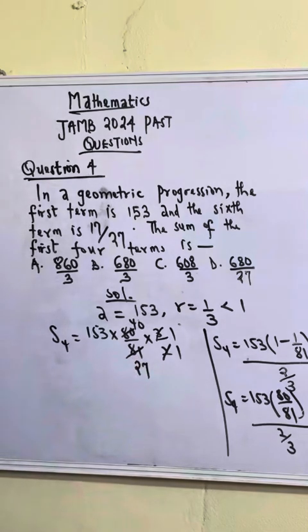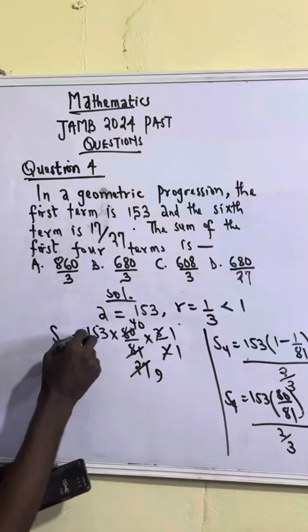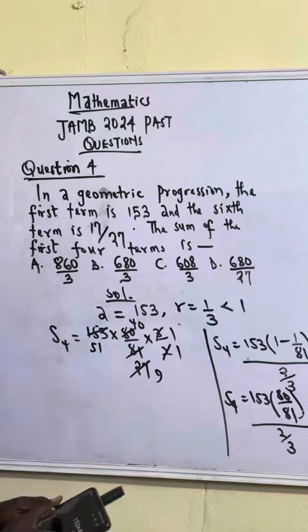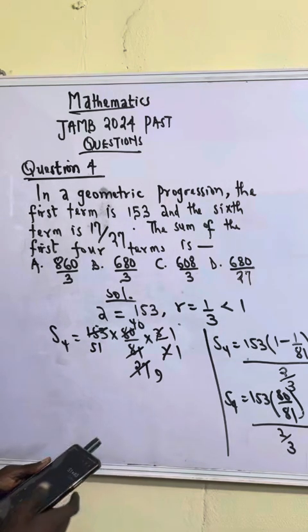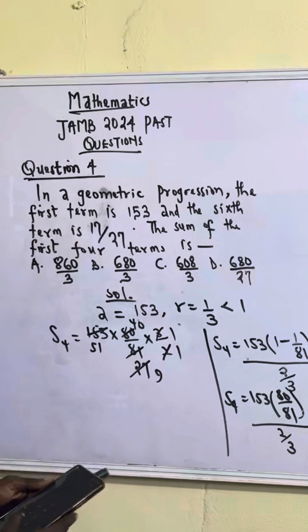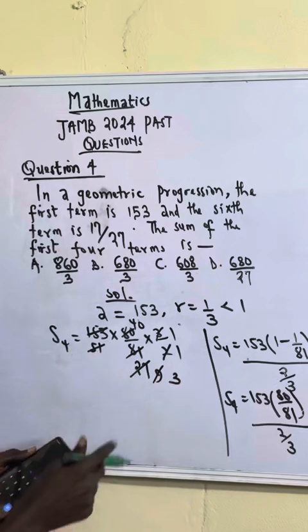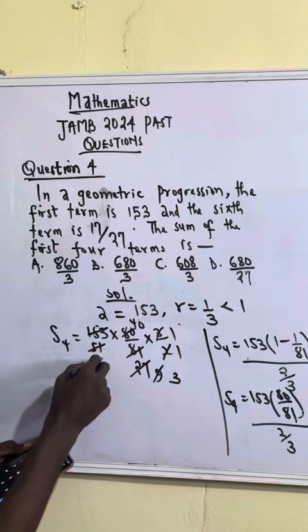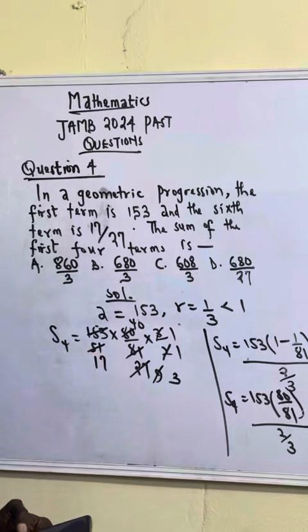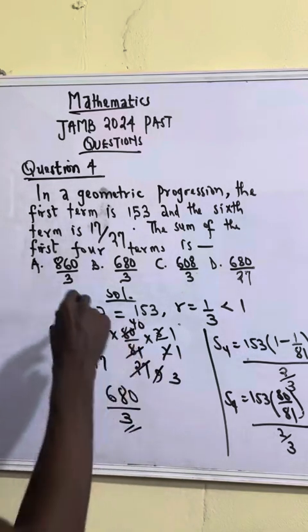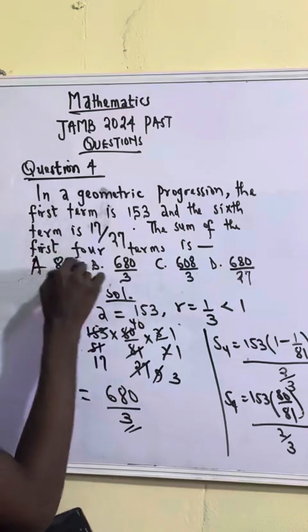Now multiply 153 times 40. Something can still divide. 3 goes into 27 giving 9, and 3 in 153 gives me 51. So let's multiply 51 by 40. We can still reduce this further: 3 goes into 51 again, that is 17. So we can now say 17 times 40, that will give me 680 divided by 3. So 680 over 3 is my answer. So option B is my answer. Thank you.